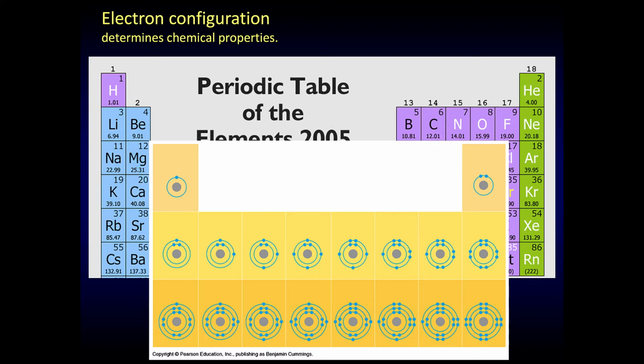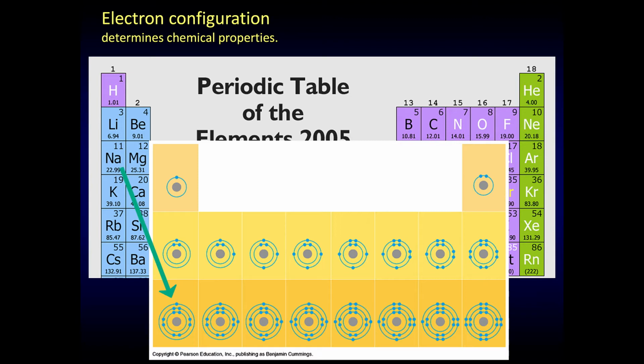As we go across, we see oxygen has atomic number 8. It has how many protons? 8. How many electrons? 8. How many in the first shell? 2. It must have then how many in the second shell? 6. 2, 4, 6. If we go all the way to the end of that row, we see neon. Neon has atomic number 10. How many protons? 10. How many electrons? 10. How many in the first shell? 2. How many in the second shell? 8. That shell is filled.